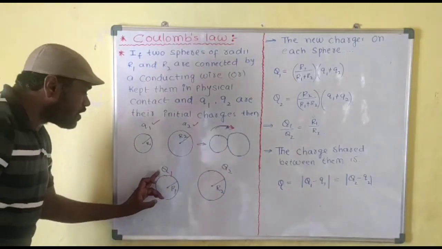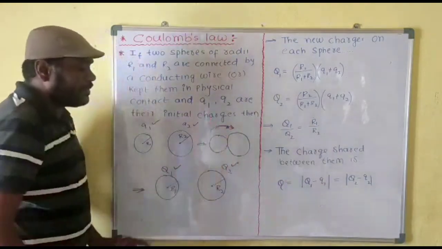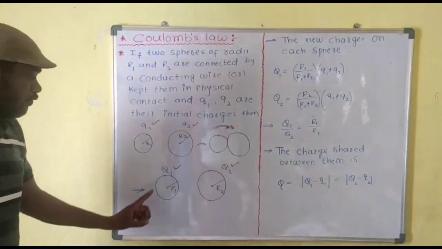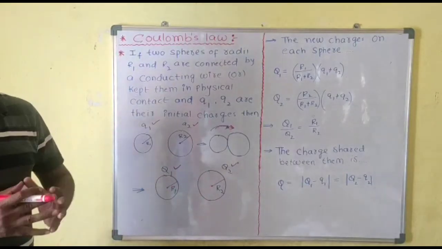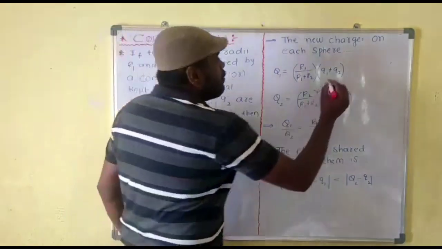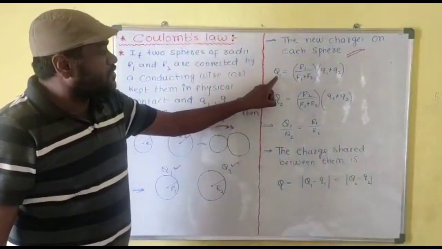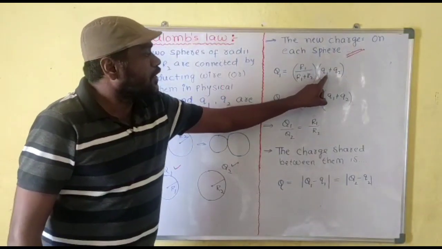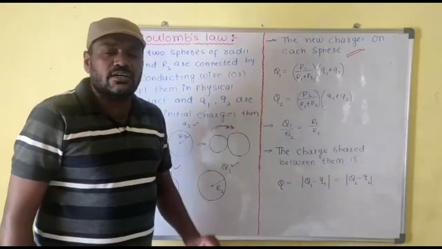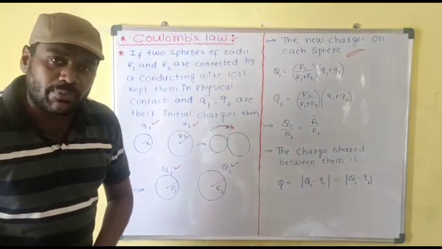Now the new charge on the first sphere is capital Q1' and the new charge on the second sphere I am taking as capital Q2'. Now we want to find Q1' and Q2' after sharing the charge between them. The new charge on the first sphere, Q1', is equal to R1 by R1 plus R2 into Q1 plus Q2, and the new charge on the second sphere, Q2', is equal to R2 by R1 plus R2 into Q1 plus Q2.